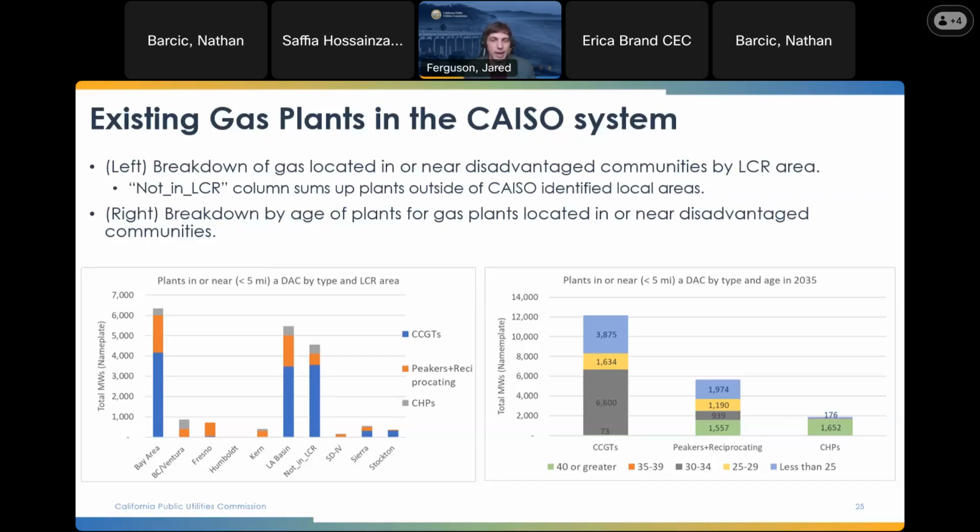So you can see that the first column is the CCGTs in and near disadvantaged communities. Then you have mostly the peakers that are in or near disadvantaged communities, and then the CHPs. And then the green color bar are the oldest, and the blue bar at the top are the youngest plants. Next slide.